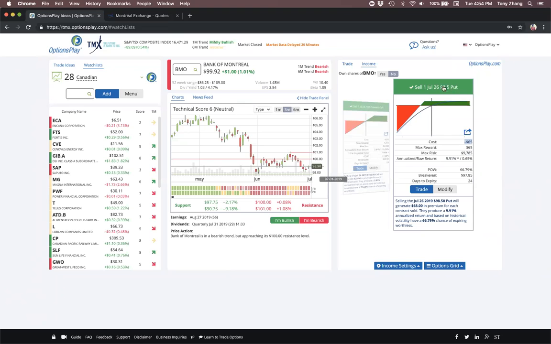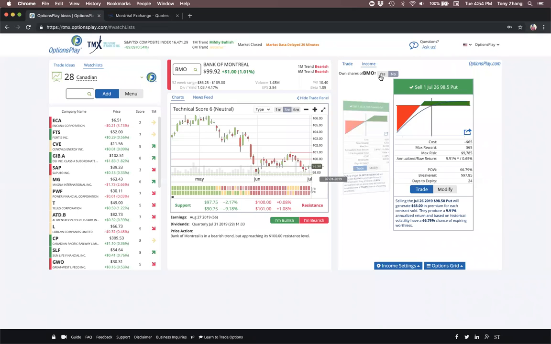And if the stock does not pull back to 98 and a half by July 26th, I get to do it again, maybe collect another $65, and I can keep doing this over and over again until my order is filled. So again, this allows me to generate a yield on the cash that I'm putting aside to buy the stock that I want to purchase.